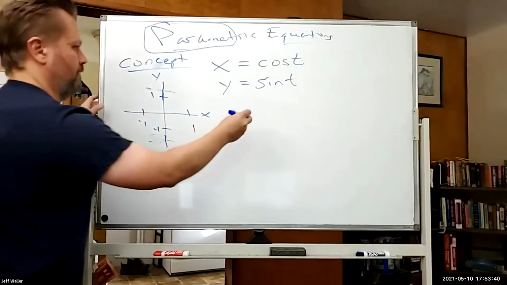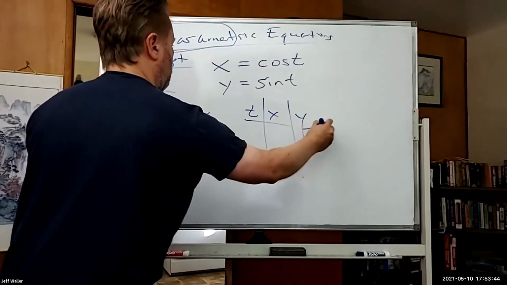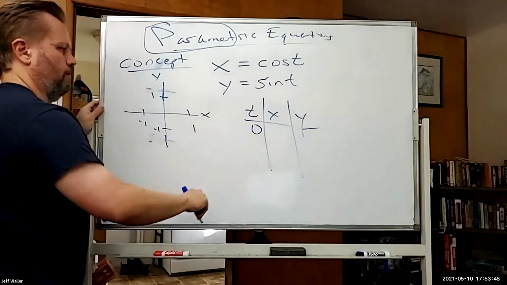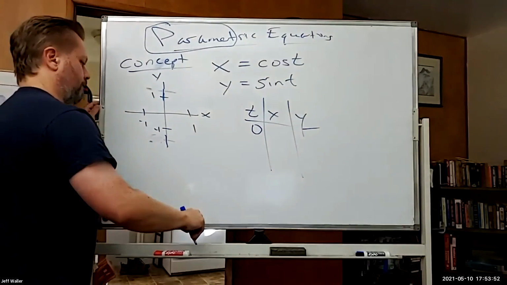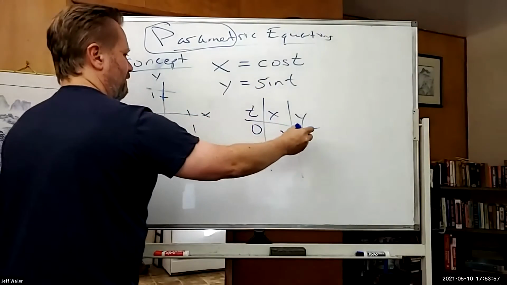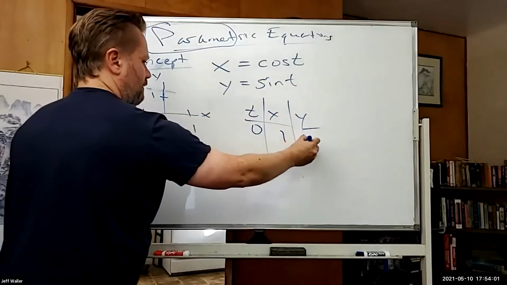So if I have t, let's get some big points in here. At 0, what is x? 1. And what's y? Sine of 0 is 0. 0.